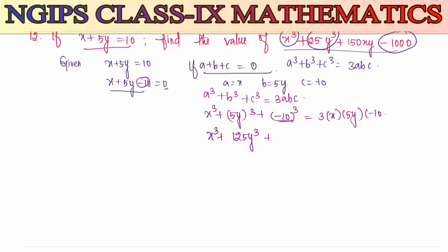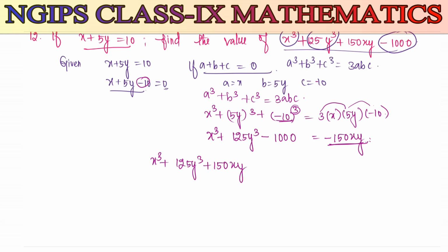Here we have minus, right? So the power is 3, so the sign is minus. So minus 10 cube value, 1000, is equal to, we just need to multiply the numericals. 3 into 5 is 15, 15 into 10 is 150. We have sign minus, so minus 150, x into y is xy. So when you shift the terms, x cube plus 125y cube, this minus term when you shift to the opposite side becomes plus 150xy, and here we have minus 1000. So when you shift here it becomes 0.